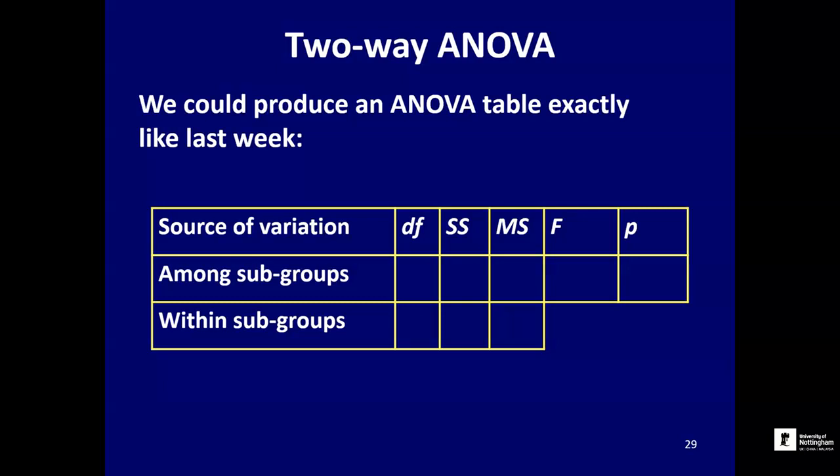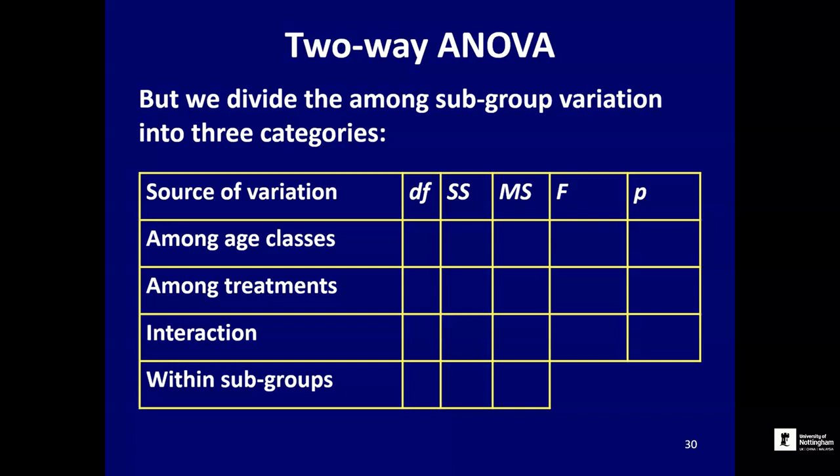So in order to turn this into stats, we need to quantify that variation and put it into an analysis of variance table, an ANOVA table, like we did last week. I'm not going to look at any of the equations, but it's the same principles that we used last week. So we want to fill up a table like this, but our situation is more complicated than last week. Last week we just had among subgroup variation and within subgroup variation. But this time life is more complicated.